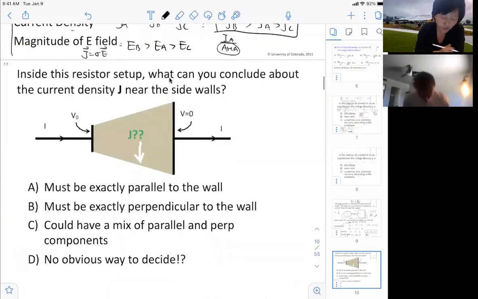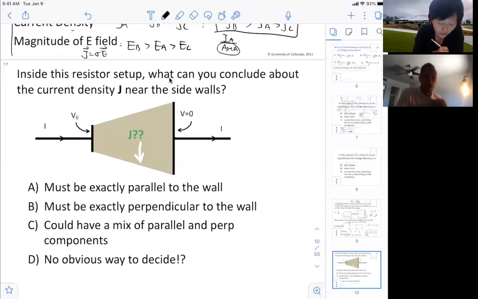Okay, one more question. All right, so here we have a trapezoid shaped resistor. You have a potential difference across two ends, okay? So potential is dropping in the direction of the current flowing, right? So V naught here, V is here. What can we say about the current density J near the side walls of the resistor?